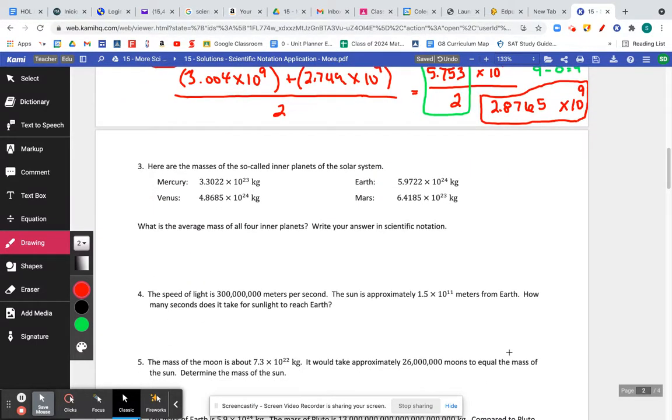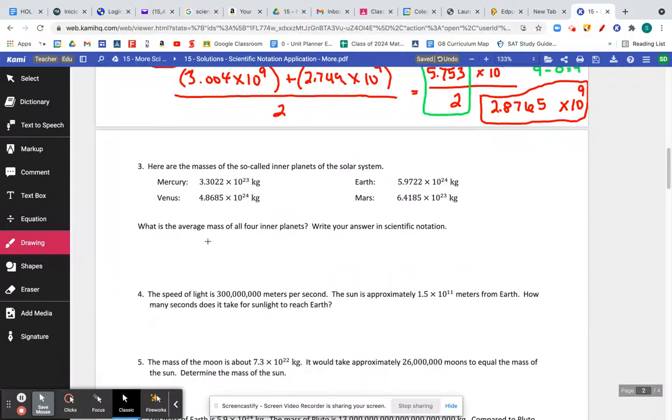Number 3, here are the masses of the inner planets of the solar system. See, that's times 10 to the 23, so it looks like Mercury and Mars are the 2 small ones, and then it looks like Earth and Venus are bigger by 10. So they're 10 times bigger, basically. Okay, that was just an observation. Let's look and see what they want us to do.